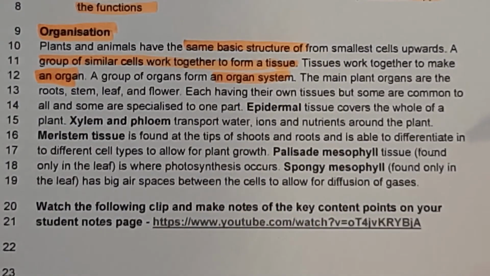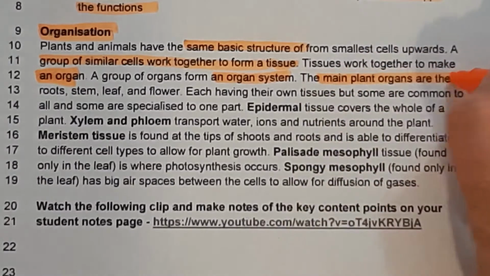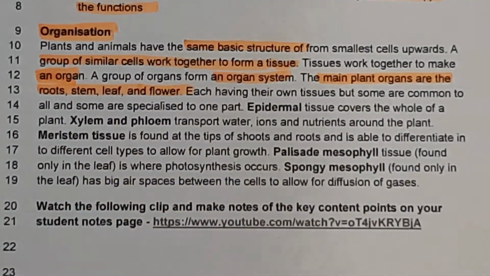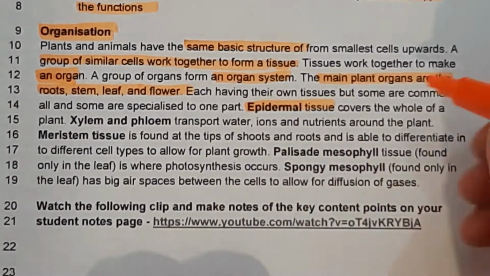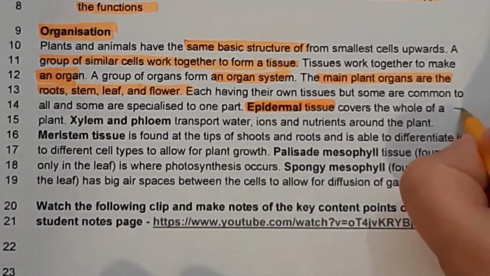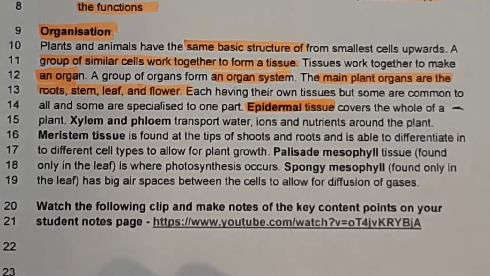And the main plant organs, and you do need to know this, are the roots, stem, leaf, and flower. Each of those has their own tissues, but some tissues are common to all of them, and some tissues are specialised to just one part of the plant. Now, epidermal tissue covers the whole of the plant like a skin. You may have heard of skin called an epidermis. Now, plants don't have skin, they have epidermal tissue.